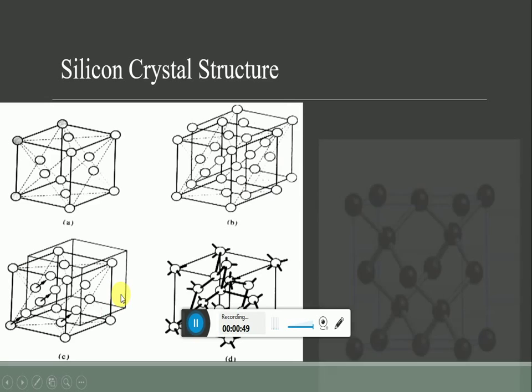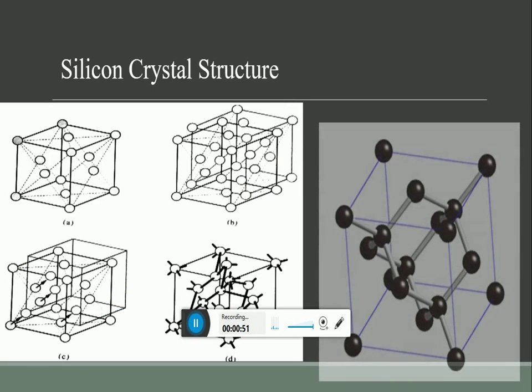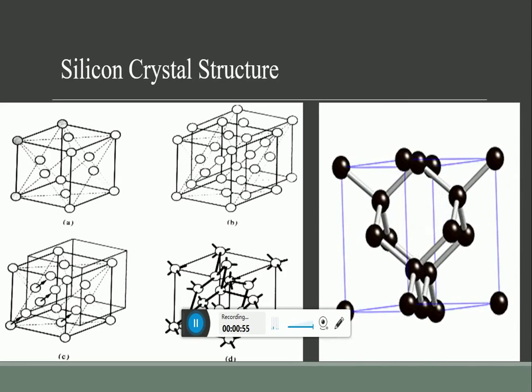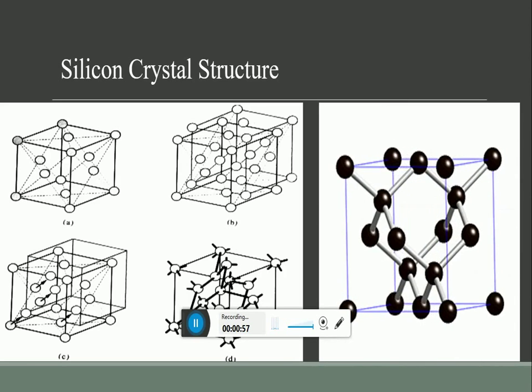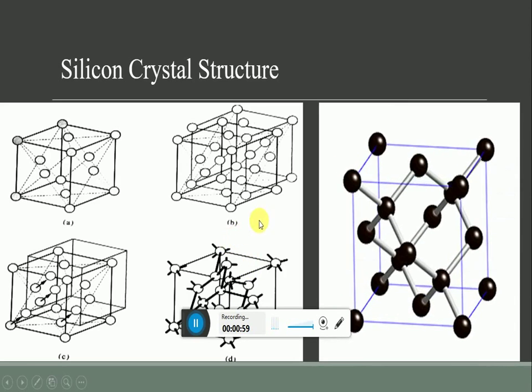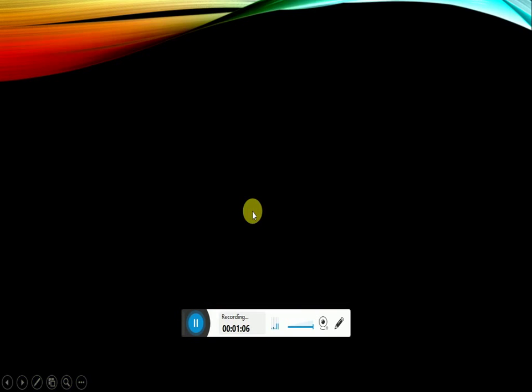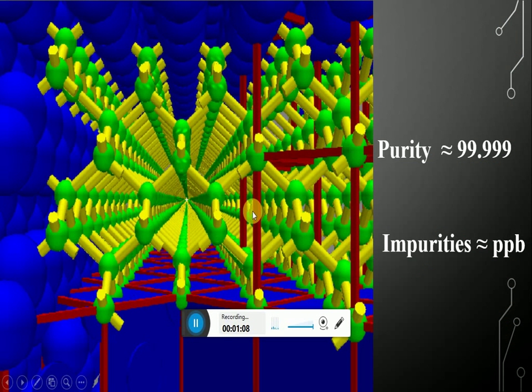So here there is one animation of a crystal structure of silicon, and we can see how these atoms are bonded. The atomic density of silicon is 5 x 10^22 atoms per cubic centimeter. For its application in photovoltaics, we need it to be extremely pure. That is, the purity should be 99.999% and impurities should be in the range of parts per billion.